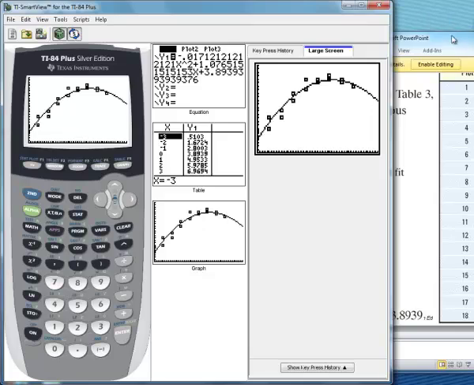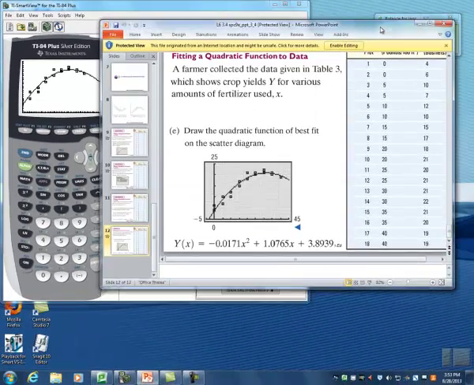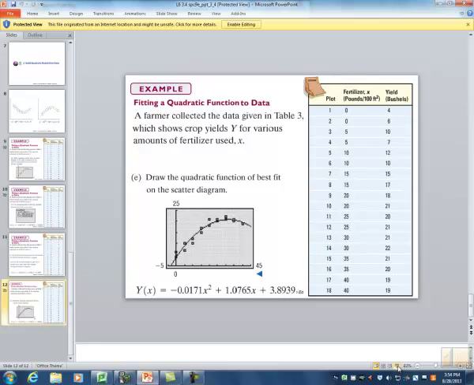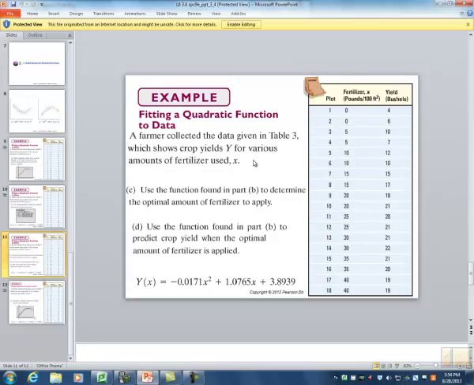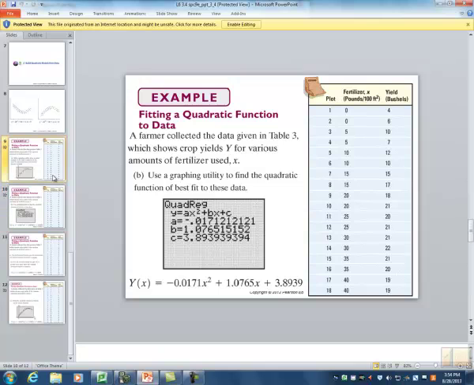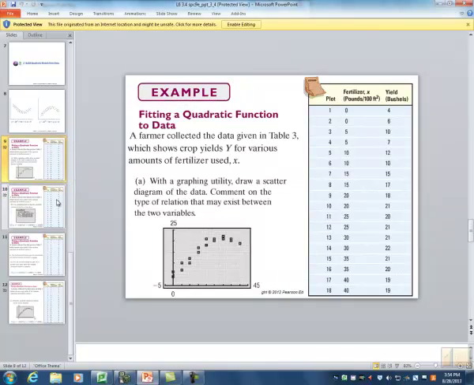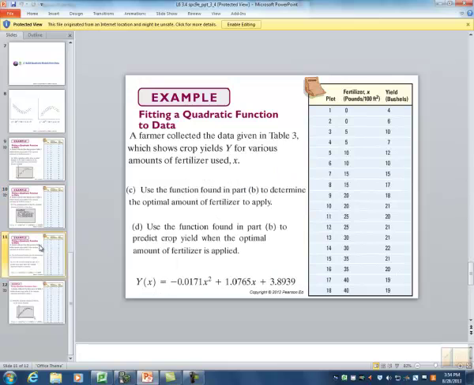Okay, so we did that on our calculator. So now we can continue with that. In that case, the farmer collected data. Here's our table, which shows crop yield. From here, we wanted to use the function in part B to determine the optimal amount of fertilizer to apply. And so that's where we went ahead and found our negative b over 2a.